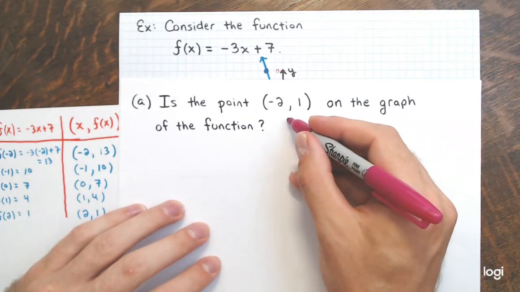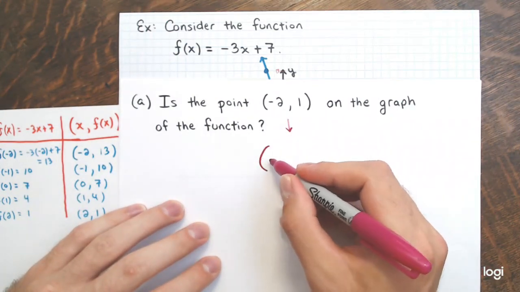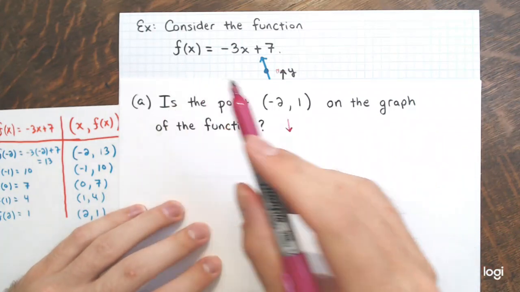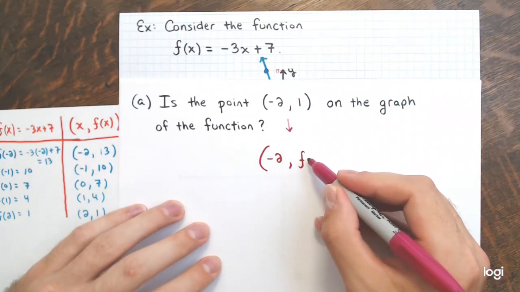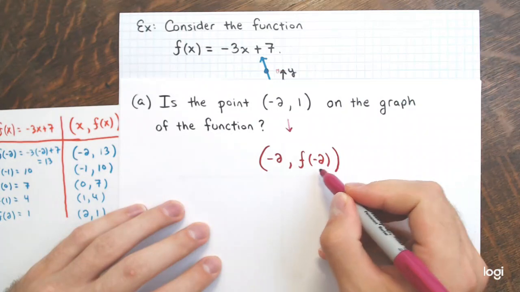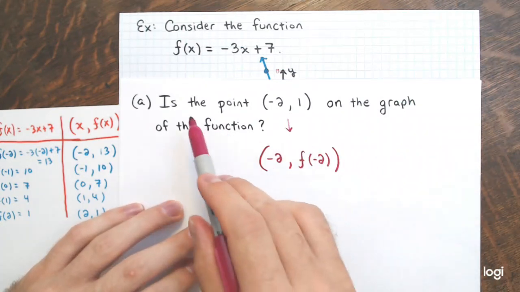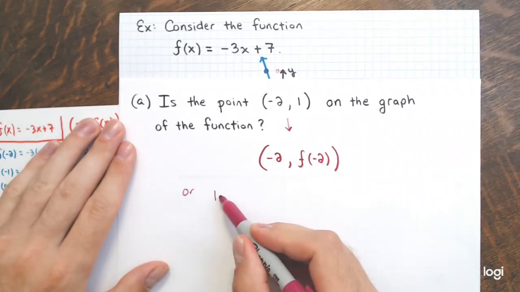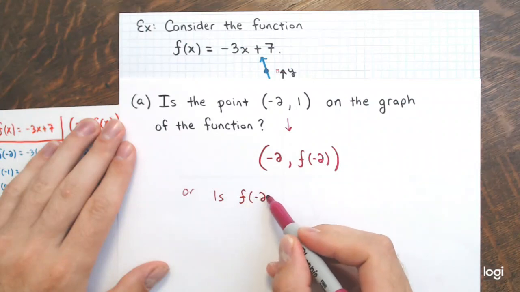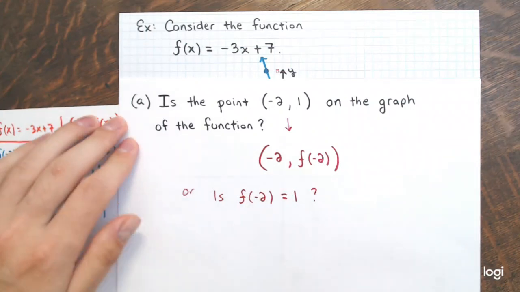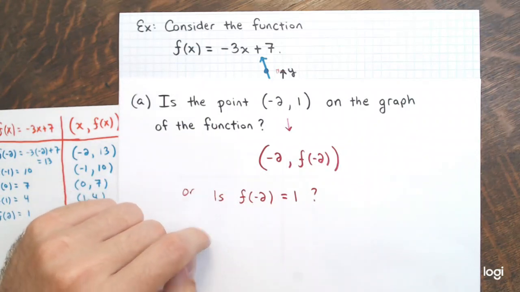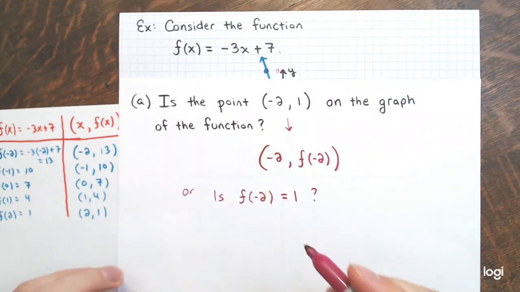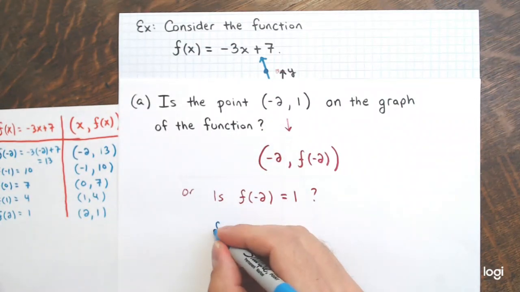But remember how these ordered pairs work. The structure of the ordered pair is whatever my input is, -2, and then the output. This function was called f, so the output is the value of f at -2. So the y coordinate is f of -2 here. What this question is really asking is: is f at -2 equal to 1? When they say is the point -2, 1 on the graph, they're really asking, is the value of f at -2 equal to 1?